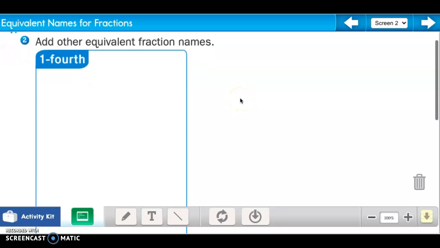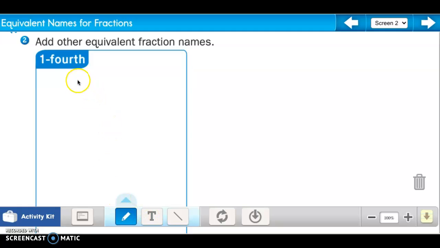And this time, they want you to add other equivalent fraction names. So 1/4. So let's do this. Let's make, oops, I've got to put this back again. There we go. We're going to make a circle, and look, it's 1/4. The bottom has to be 4. So we know 1/4 is like that. That's 1/4. So 1 out of 4. That's how we write it.